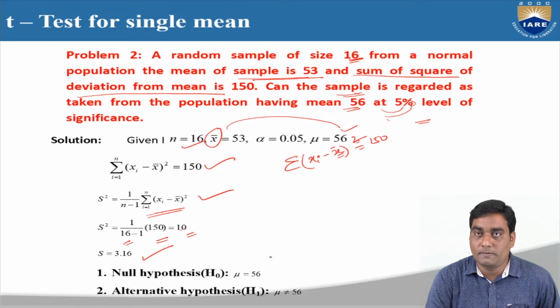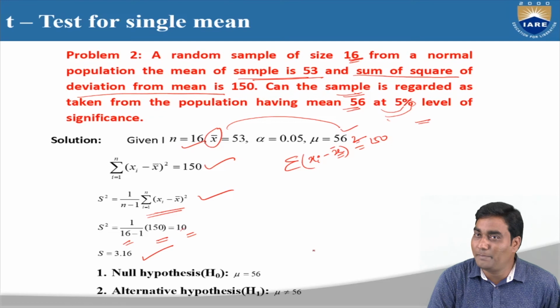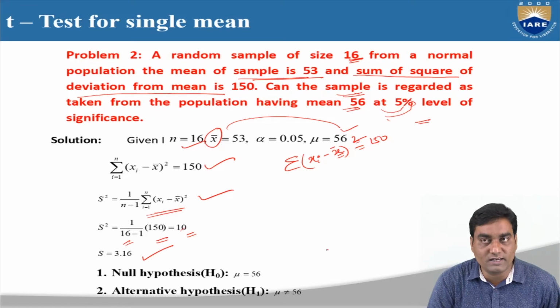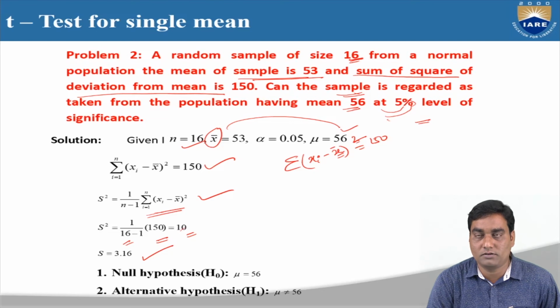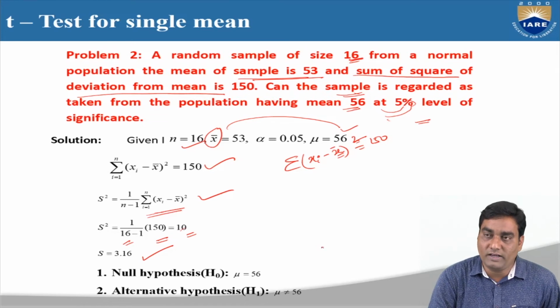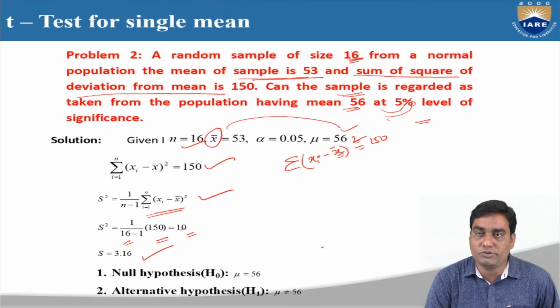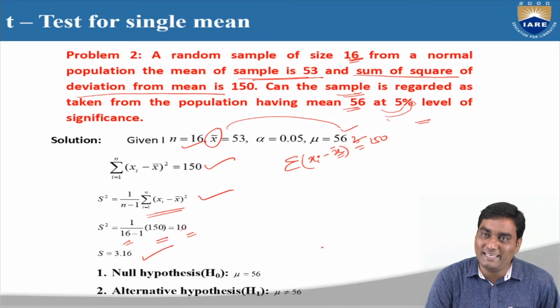Now this problem is suitable for t-test for single mean, because observe that in the problem description we have only one sample and which is small. One sample which is small means we are going to use t-test for single mean only. So for this test we have 5 steps: null hypothesis, alternative hypothesis, level of significance, test statistic, and conclusion. All the 5 steps are same for any test.